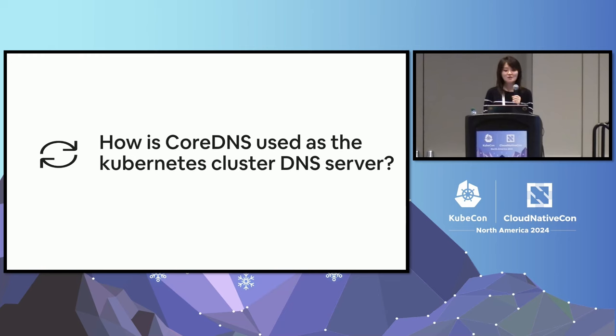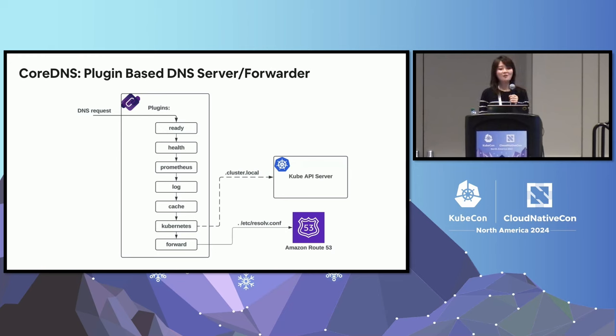CoreDNS is a DNS server and forwarder written in Go that chains plugins. Each plugin performs a specific DNS function. CoreDNS provides a bunch of plugins which power its functionalities and flexibility. To make CoreDNS perform as a cluster DNS server, you need to enable and configure the Kubernetes plugin. The Kubernetes plugin implements Kubernetes DNS-based service discovery. It uses the Kubernetes client API watch function to track the service and endpoint objects from the Kube API server and constructs the DNS records based on the Kubernetes-defined service and pod DNS format. It maintains a local cache of the watched objects.